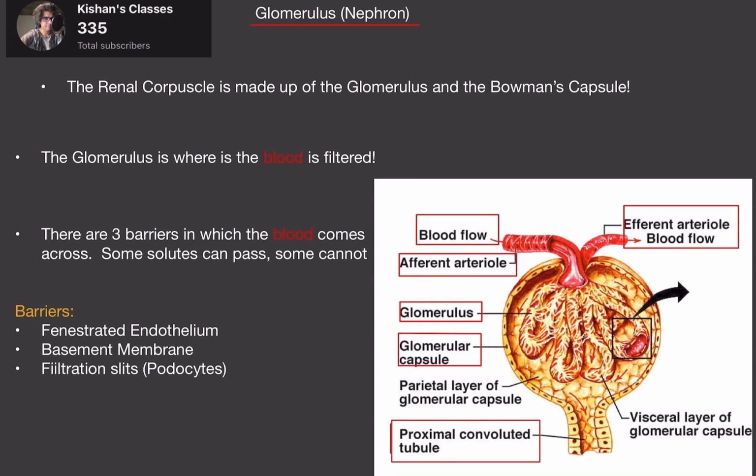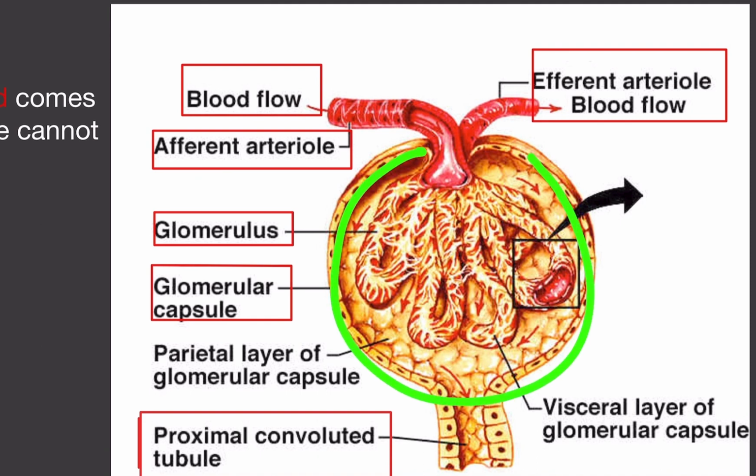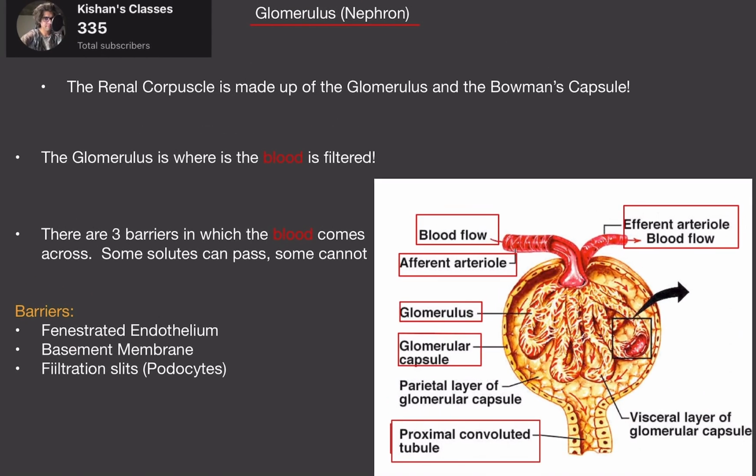So the glomerulus is all about filtering the blood. That's its main job. So the renal corpuscle is this entire piece right here. The glomerulus is the inside portion, this wavy looking portion right there. So all of this right here, this wavy looking tube structure, is the glomerulus. The outside layer is the glomerular capsule, and both the glomerulus and the glomerular capsule, also known as the Bowman's capsule, make up the renal corpuscle.